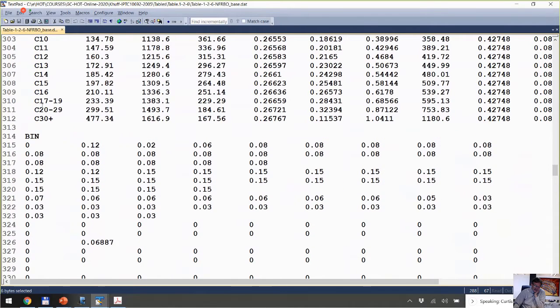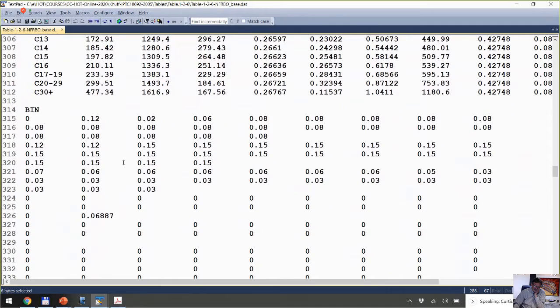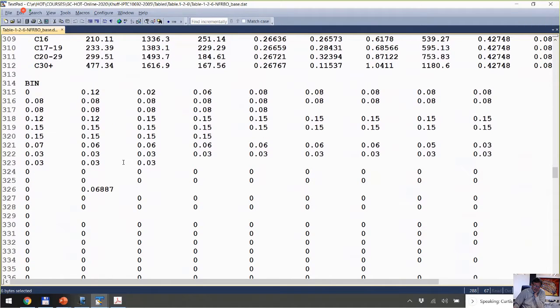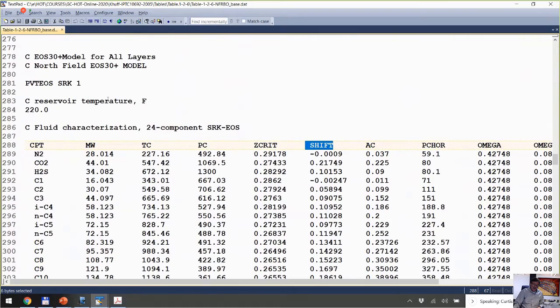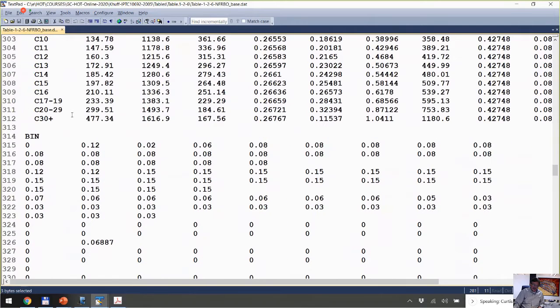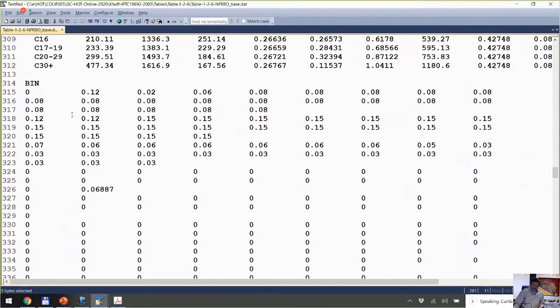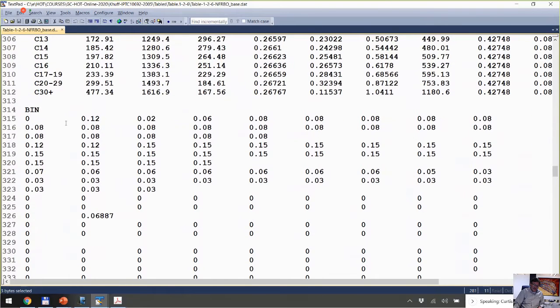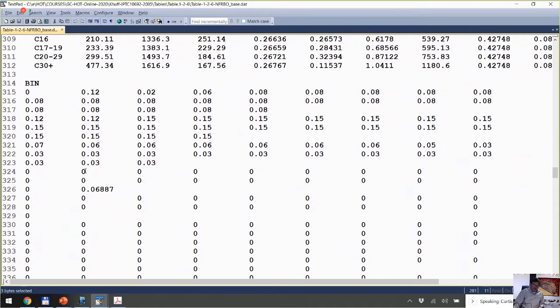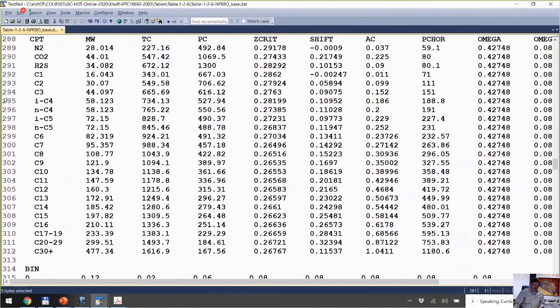And then comes the binary interaction parameter table. So between each component pair, there's a number, typically 0. But this is the Soave-Redlich-Kwong equation of state, I think. So often the hydrocarbon BIPs are close to 0 or assumed 0. And I think that's the case for this EOS. It looks like there's one BIP between, I think, methane and C30 plus.